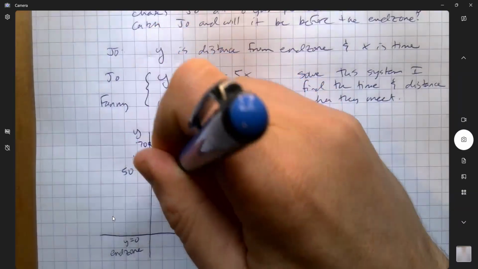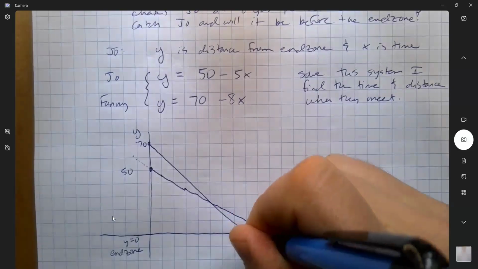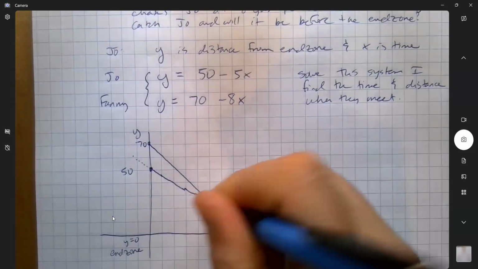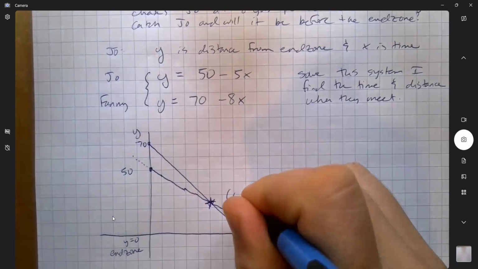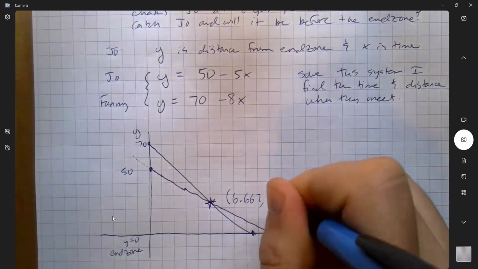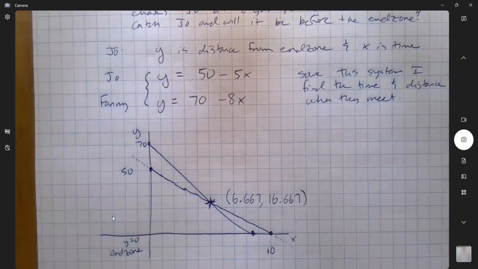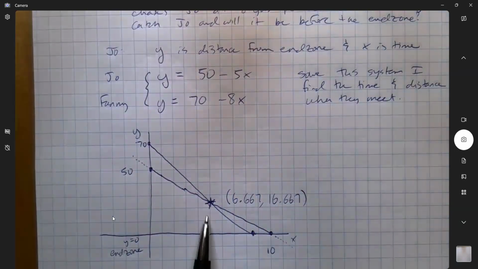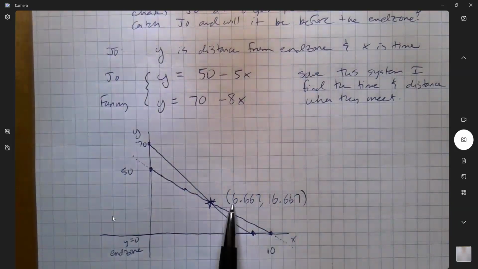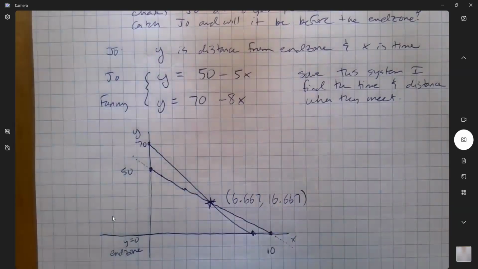So it's going to be something sloped a little bit more like this. And then that point right there is the point 6.667, comma 16.667. Of course, it's not going to be perfect when I draw it freehand, but it definitely gives me an idea that Fanny will catch Joe. And this is the whole point of using graphing technology, is to be able to get precise answers even when we're using graphs instead of by hand. That's it. That is how you solve systems of equations by hand.